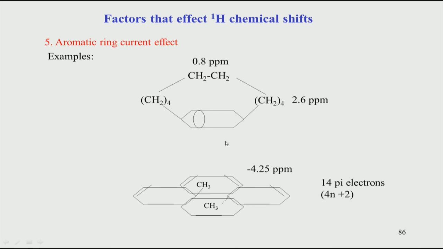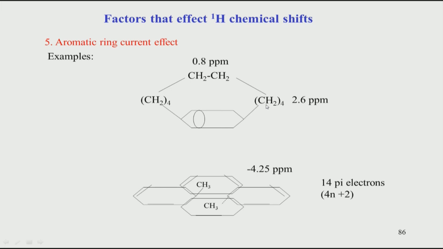Here you can see there is an aromatic system. This is an aromatic ring, and you can see these hydrogens which are away from the ring, on the top of the ring. So, these are two hydrogen atoms on the top of the ring. Because of this ring current effect, they are highly shielded. When you say highly shielded, it comes at a low ppm value, and that is 0.8 ppm.